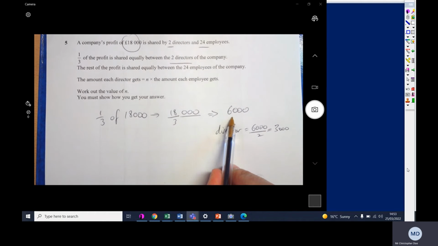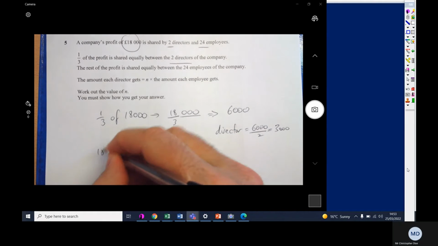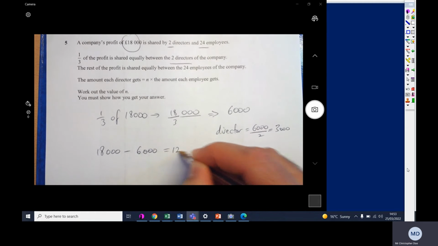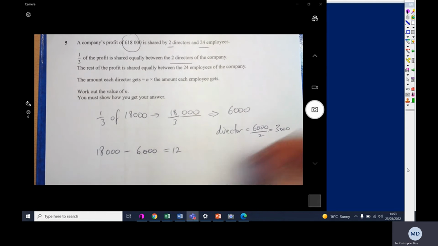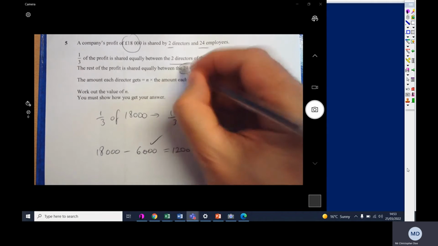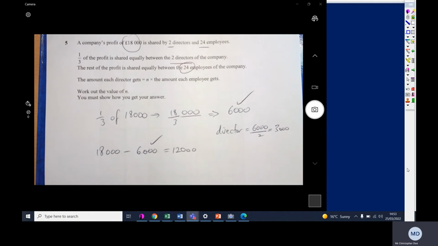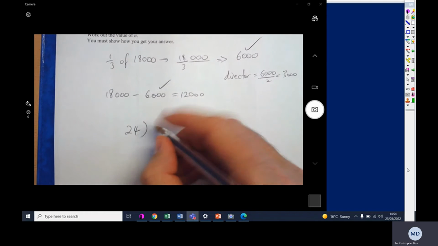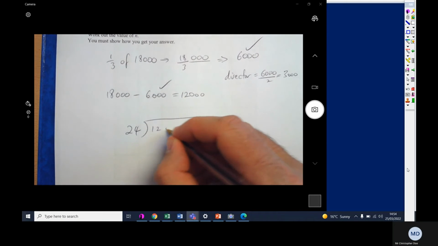Now, once I've given 6,000 to the 2 directors, then I've got 18,000, my total profit, take off the 6,000 for the directors is 12,000. So there's a mark for that and a mark for doing this. So 12,000 for the employees. There are 24 employees, so I would need to do 24 into 12,000.